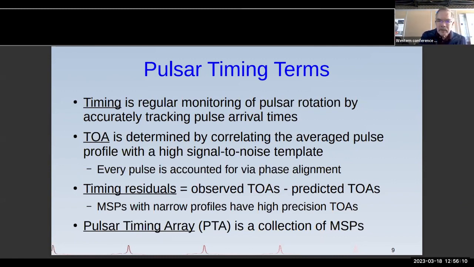The reason we look at these millisecond pulsars is they actually have a very narrow profile. They're not spread out, and they're very stable, so they're used for high precision timing. And then the other term, pulsar timing array: it's not an array of telescopes here on Earth like we think about. The array is a collection of millisecond pulsars spread across the sky. So when I say a pulsar timing array, it's this set of pulsars spread out.